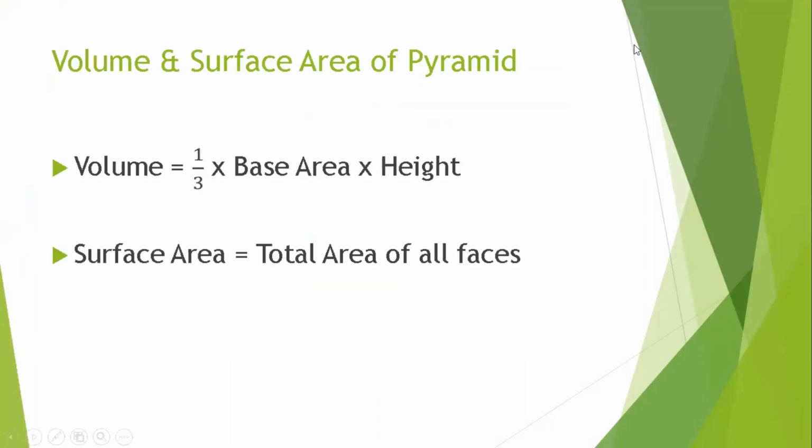Okay, so we will start with volume and surface area of a pyramid. And the formula for volume of a pyramid is 1/3 into base area into height. Now, when we talk about this base area, the base can be anything. Your pyramid can be a square pyramid, a rectangular pyramid, a triangular pyramid, a hexagonal pyramid.